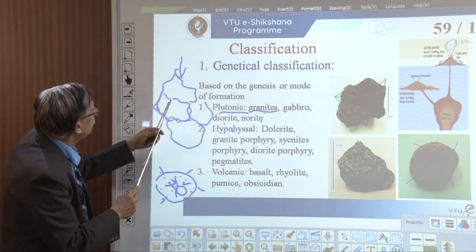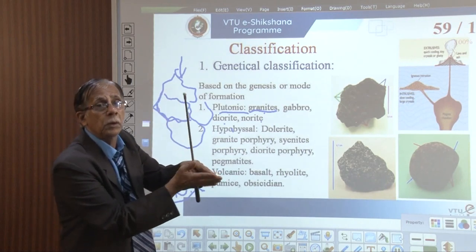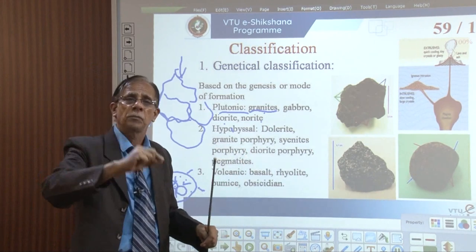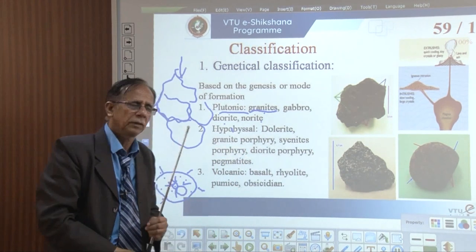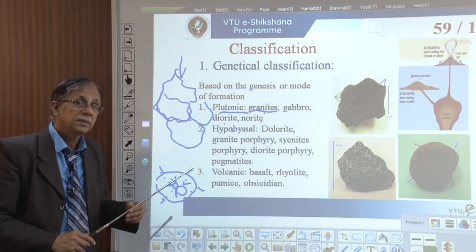Plus, because of interlocking, there is no space in between, no gap. Water cannot enter. They are waterproof. No water can enter at all. That is the advantage of plutonic rock. See the character?